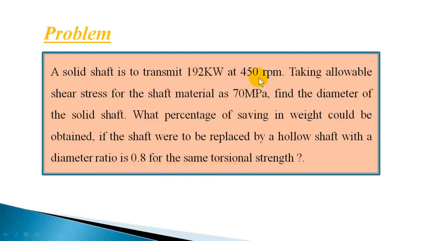It should be able to transmit the same power, keeping the maximum shear stress to the same value as the previous shaft. So you are replacing by hollow shaft with the same material for the same torsional strength, and you have to find out how much material you are saving when you are replacing it for the same torsional strength.